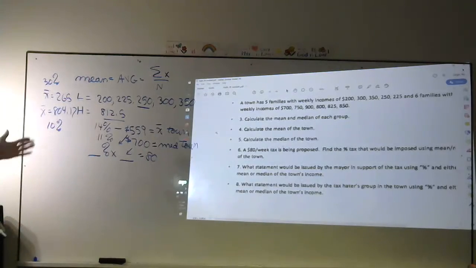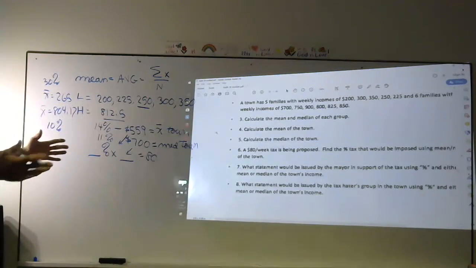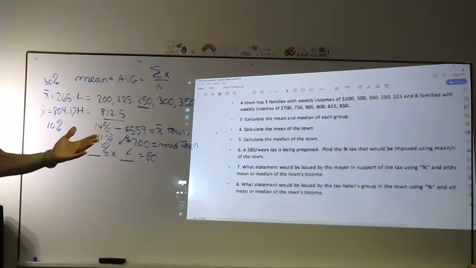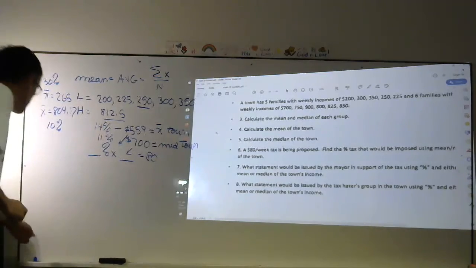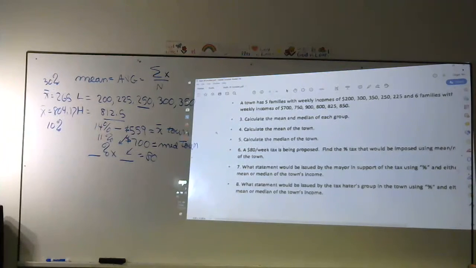So you see how the mayor could say, hey, it's not that big of a deal. For the majority of the town's inhabitants, it's only a 10% tax. For the majority, because there's more people in the higher group, right? Whereas the tax haters group could have said, this is atrocious. For the lower income folks, it's a 30% tax. You see? It's the same data, no one is lying, but if you use different forms, mean or median, it can mean so much, okay? And that is the thing I want you to see from this. Intelligent people should understand that.